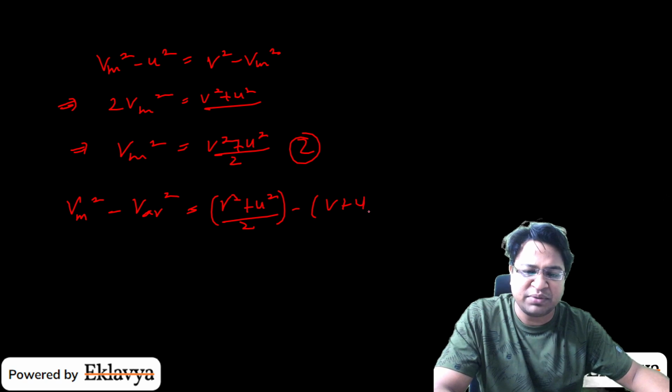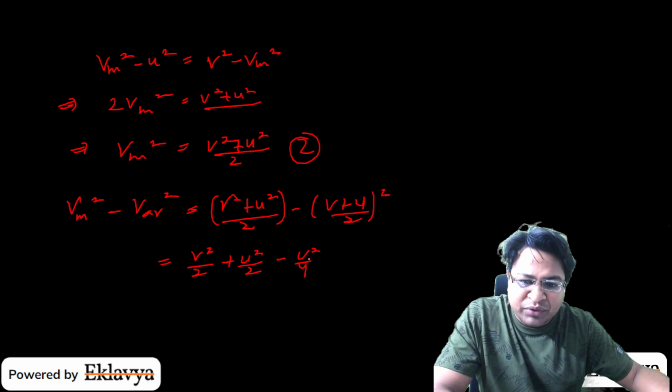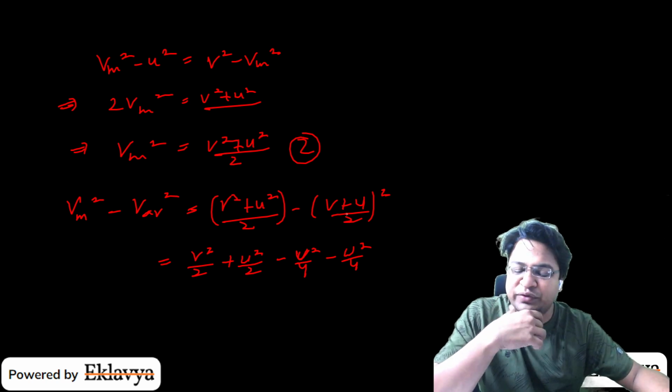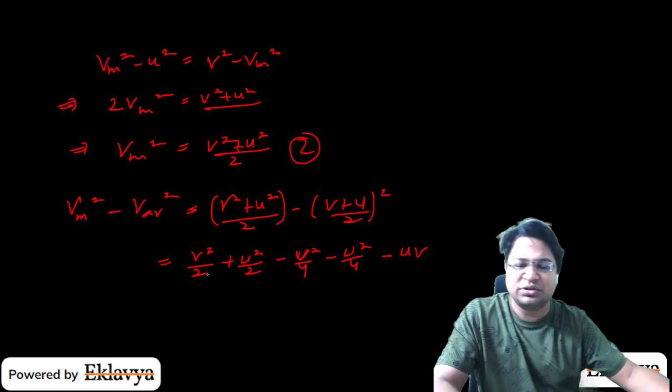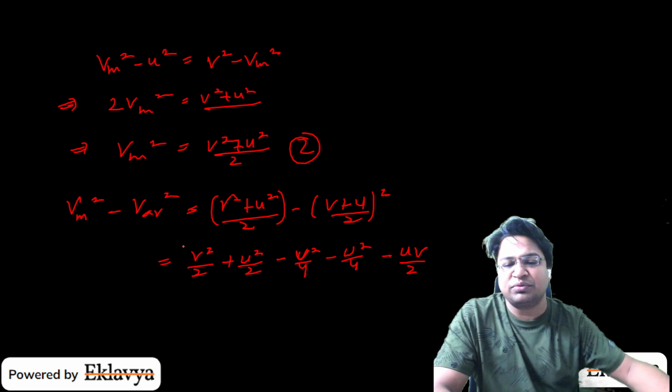V average was (V plus U) by 2, so the square of this. We will end up getting V square by 2 plus U square by 2 minus (V minus U) square by 4, and then we will have a plus 2UV by 4, so minus UV by 2. So this is what we are going to get.